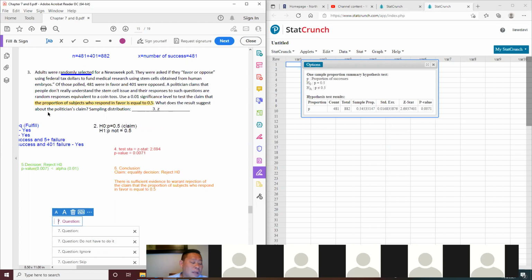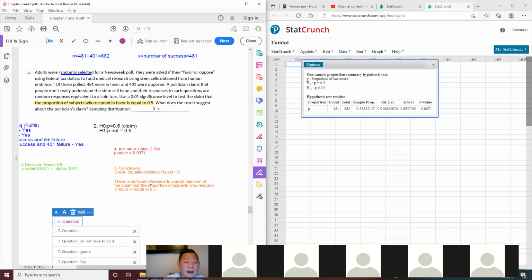So based on this, what can you tell me about the politician claim here? Is the politician claim valid? What do you suggest about it? The politician claim says that people don't really understand what the stem cells issue is, because it's equivalent to a coin toss. A coin toss means 50-50, like what we did over here. But what does your conclusion say about this? Is that equal to 50 or not? I think the claim is invalid.